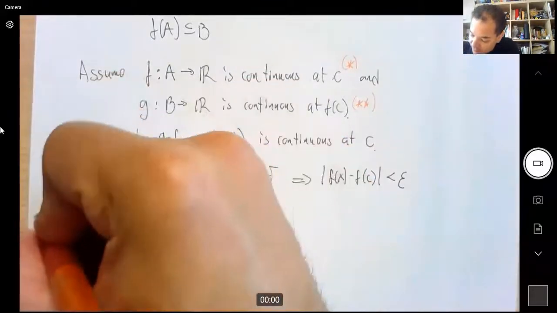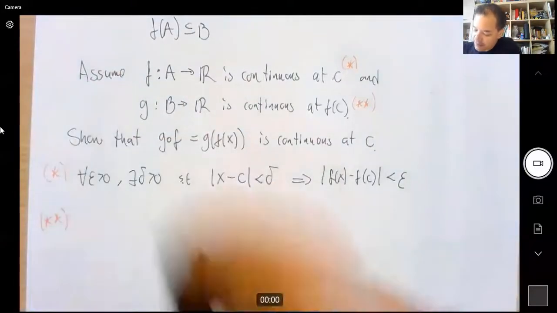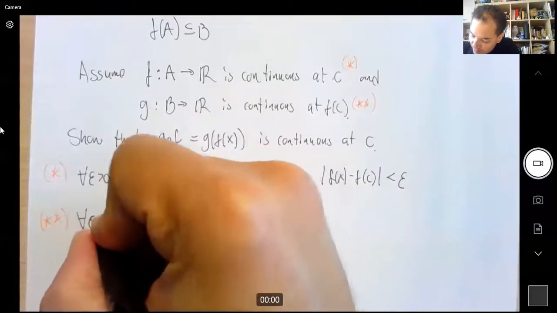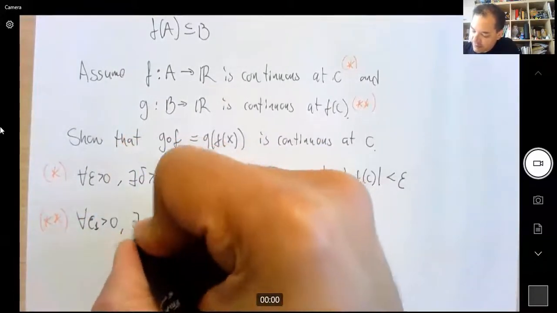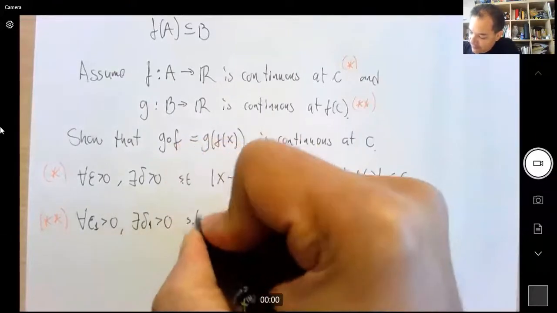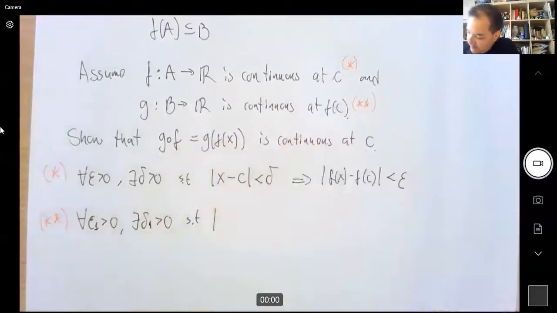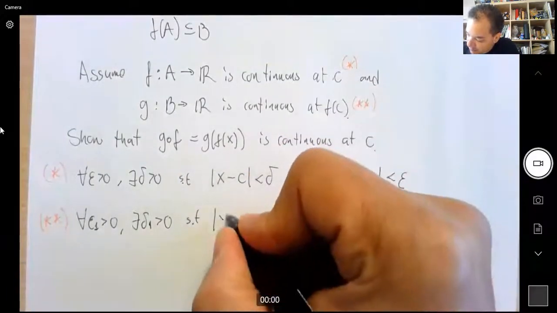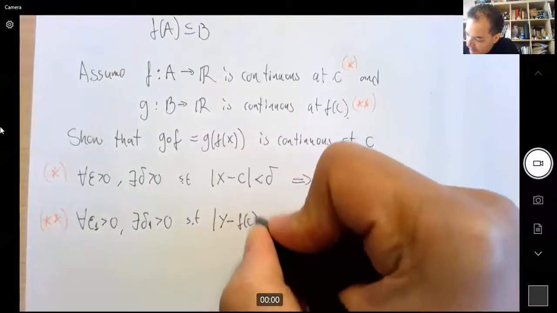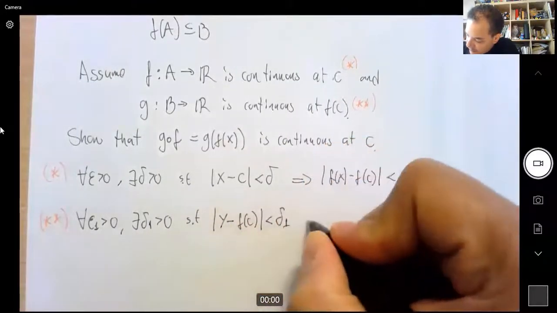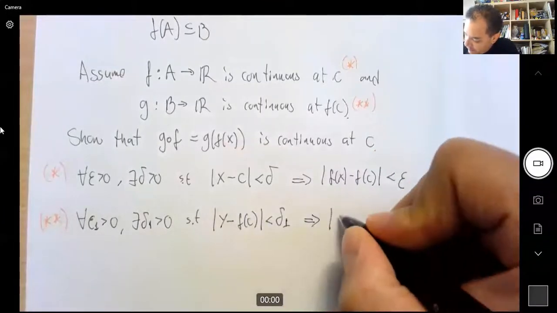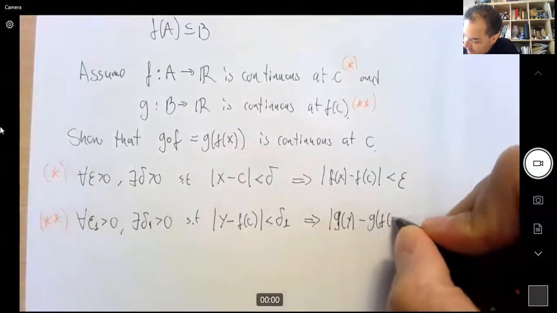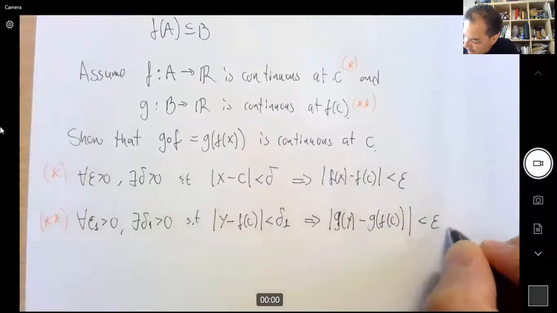Now let's do the same for double star. Double star says for every epsilon, let me call it epsilon 1 to make a distinction, there exists some delta 1 such that if, and let me use a different variable here, y minus f of c less than delta 1 implies g of y minus g of f of c less than epsilon 1.